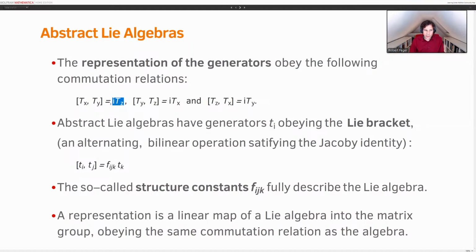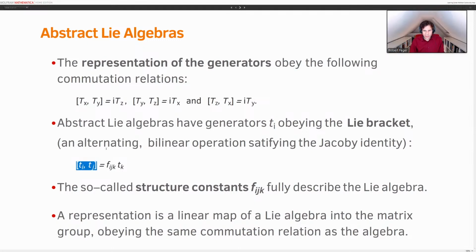Now, instead of talking about matrices and representations, you can discuss abstract Lie algebras. And in an abstract Lie algebra, you have generators Ti, now not with a capital T, but with a small t, and they obey the so-called Lie bracket. This here is the Lie bracket.